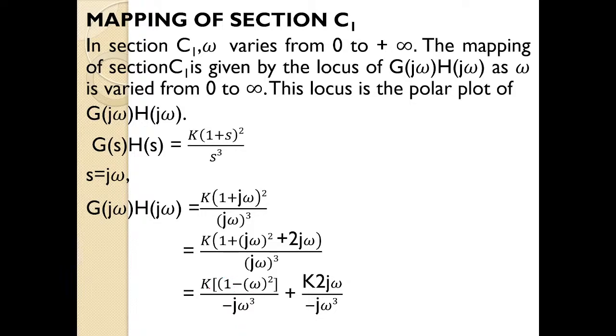So now what is it? K into 1 minus omega square by j omega cube plus k into 2j omega by j omega cube. This is it. Write it down quickly. If you have completed, inform. This is not there.